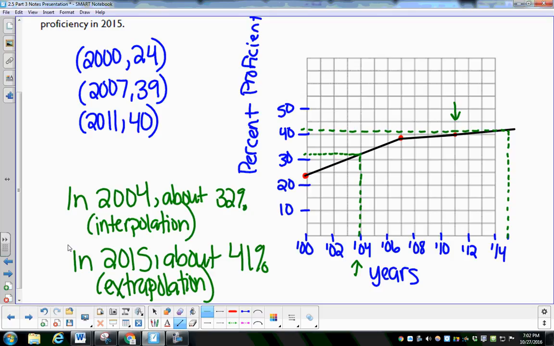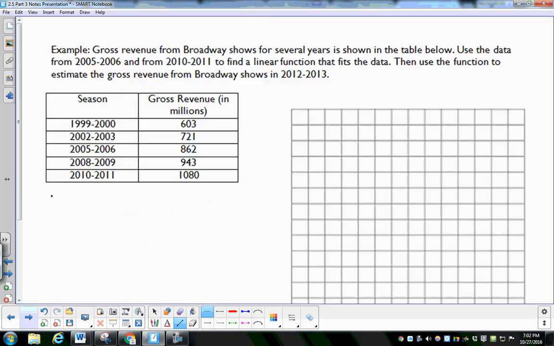All right, let's go ahead and go to the second problem I gave you guys. So this one says gross revenue from Broadway shows for several years is shown in the table below. Use the data from 2005, 2006, and from the 2010 and 2011 season to find a linear function that fits the data. Then use the function to estimate the gross revenue from Broadway shows in 2012-2013 season.